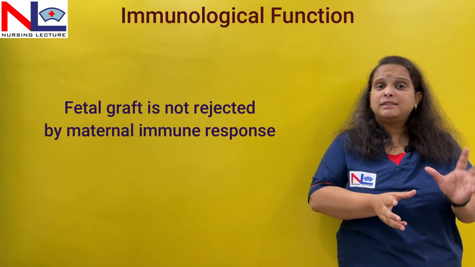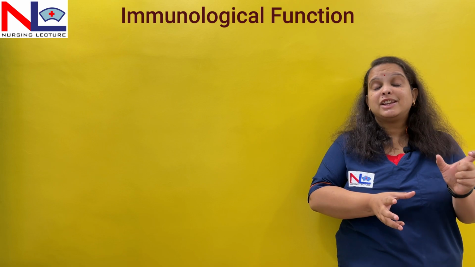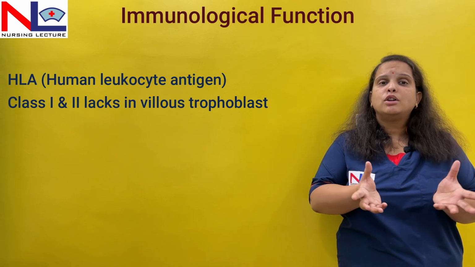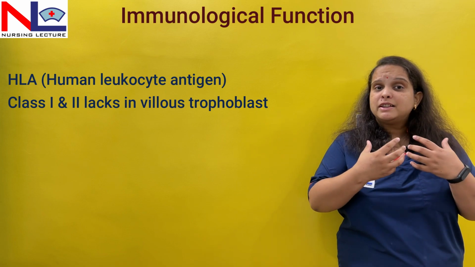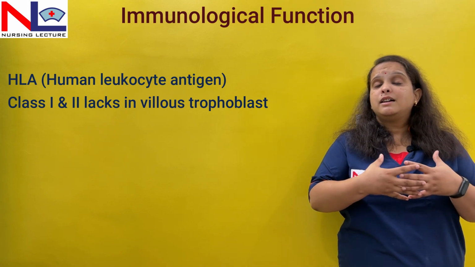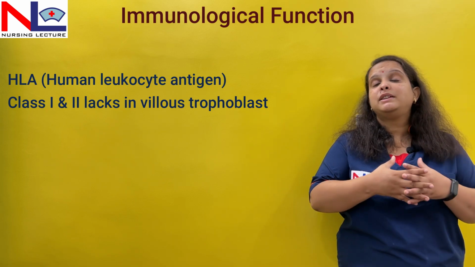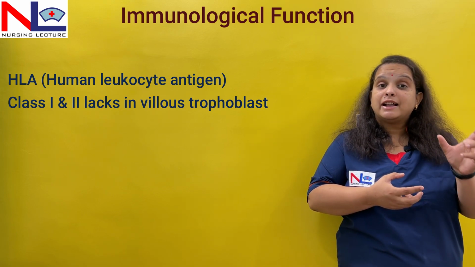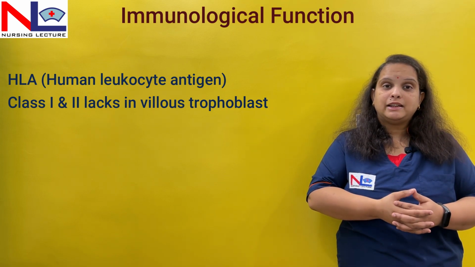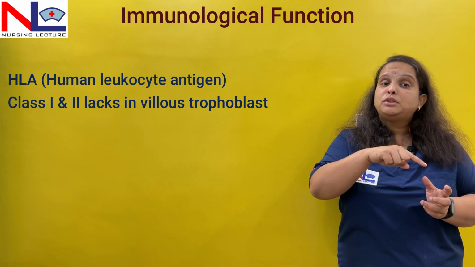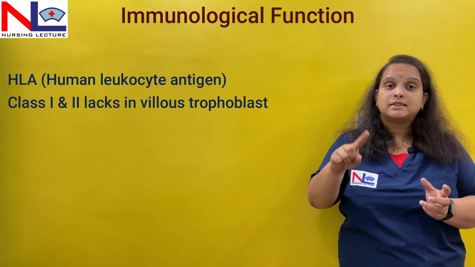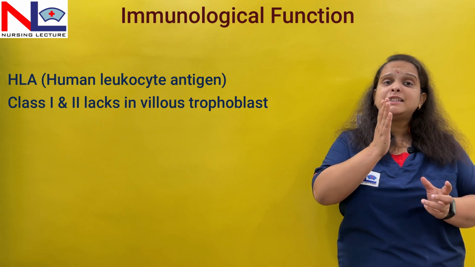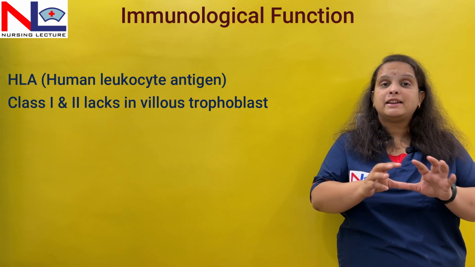The basic physiology behind this is the expression of HLA antigen, that is human leukocyte antigen. This antigen is present all over the body. Whenever it is present, it is recognized by our immune response and helps in finding what is self and what is non-self. This HLA antigen is not present in the villous trophoblastic lining. The trophoblast in the chorionic villous system lacks HLA expression; HLA class 1 and class 2 molecules are not there in the villous trophoblast.